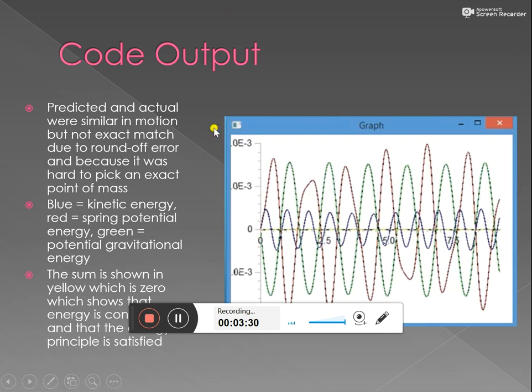And what I found when we plotted this graph was that the predicted and actual were similar in motion, but not really an exact match, probably due to a variety of errors, including maybe a round-off error, or because it was hard to pick an exact point of mass. So in this case, you can see the blue was the kinetic energy, the red was the spring potential energy, and the green was the gravitational potential energy. And the sum is in yellow, which is 0, which shows that energy was conserved.